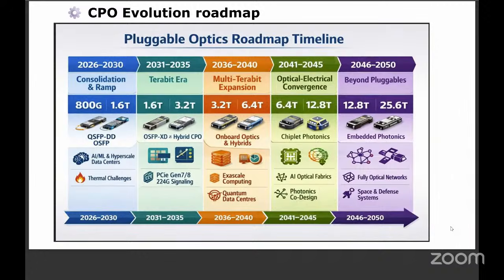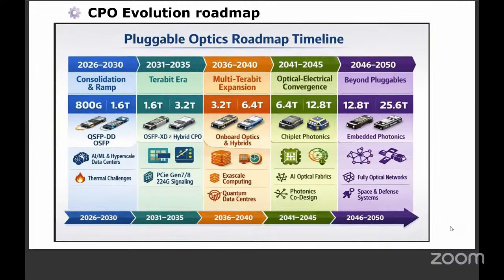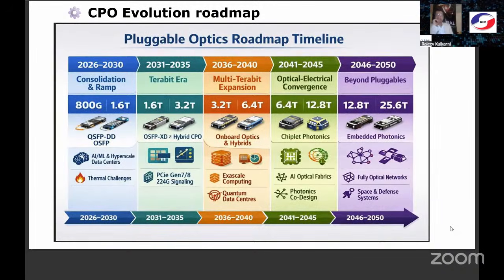2031 to 2035, the terabit era, 1.6T, 3.2T. 2036 to 2040, multi-terabit expansion. 2041 to 2045, optical-electrical convergence. That's it. It will converge. 2046, nobody knows. It is beyond the pluggable.